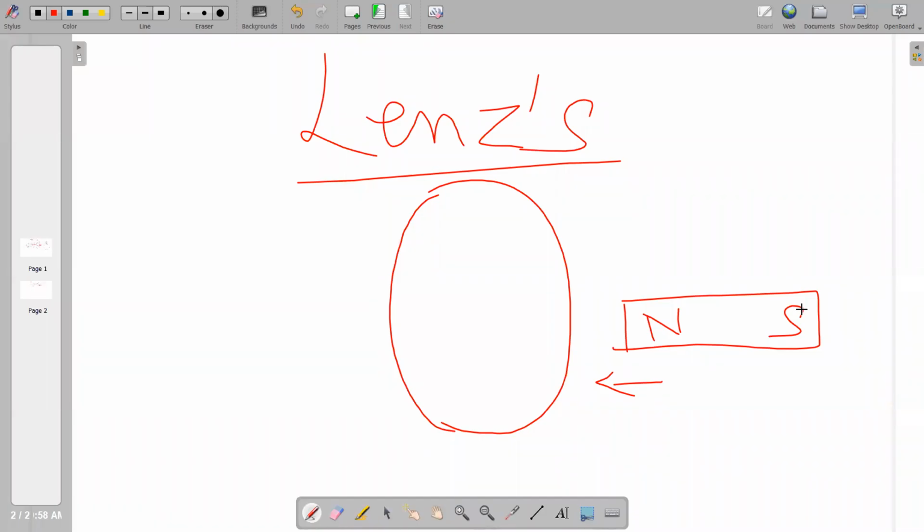Let me frame the question again. I have a circular coil, and I have a bar magnet which has north pole and south pole as marked in the diagram. I am moving the north pole closer to the coil. What will be the direction of induced current in the coil? Clockwise or anti-clockwise?